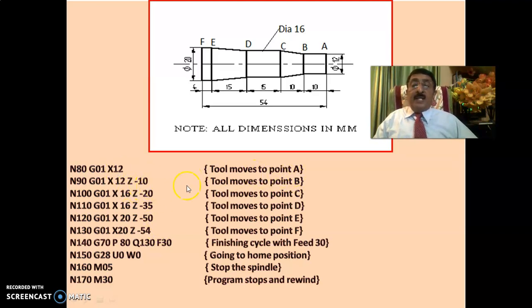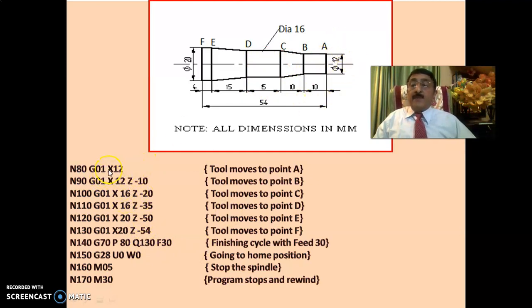Then X12 Z minus 10, tool moves to point B. G01 X16 Z minus 20, tool moves to point C. That means if you give X and Z simultaneously, it will do the taper turning. Then X16 Z minus 35, that is 20 plus 15.